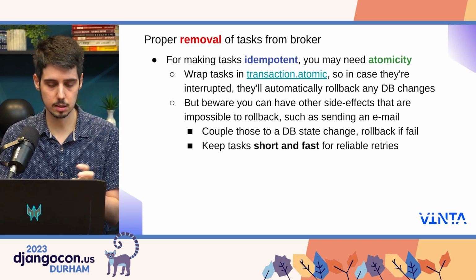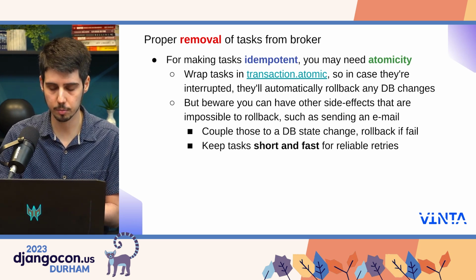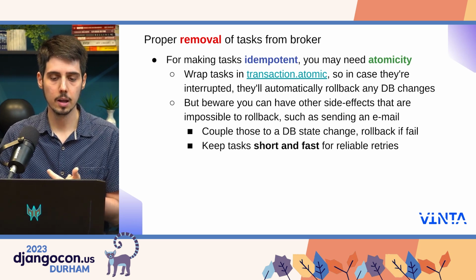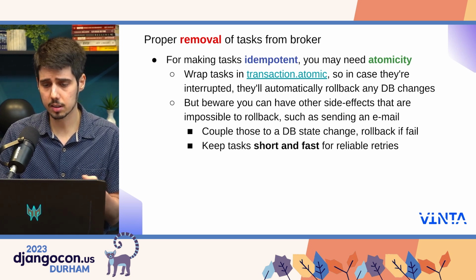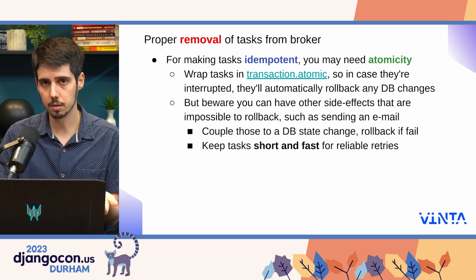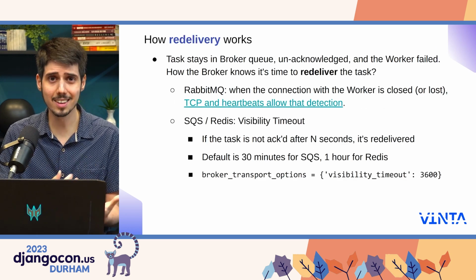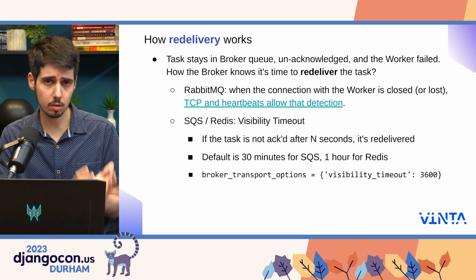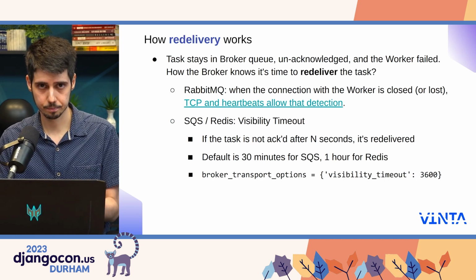So the database will tell you that you still have to send that email, similar to what we showed before with the activation email. And finally, you can just keep tasks short and fast to ensure they are easy and reliably retriable. Okay, but how does redelivery work? If the task stays on the broker, how does it know it needs to redeliver the task?